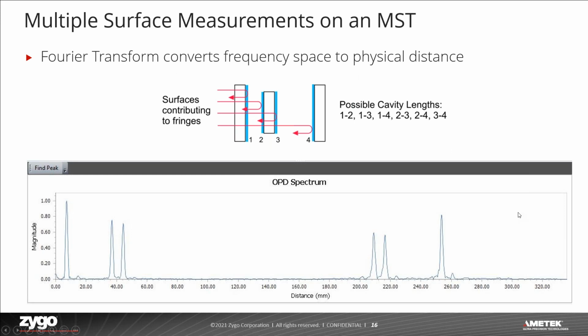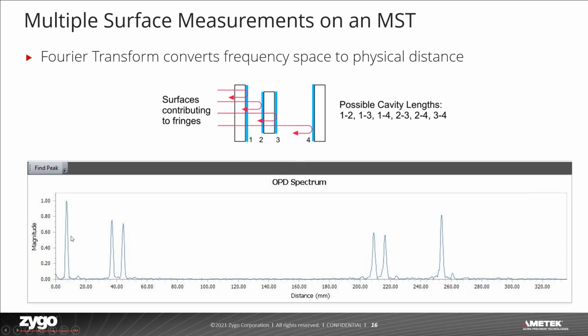The Fourier transform converts the frequency space into physical distance. In a setup with both a transmission flat and a return flat, we have 4 contributing surfaces, which actually gives us 6 possible cavities. We have a cavity between the transmission flat to the front of the part, the transmission flat to the back of the part, the transmission flat to the return flat, the front of the part to the return flat, the back of the part to the return flat, and the front of the part to the back of the part. Each of these cavities is represented in our OPD spectrum based on their distance.